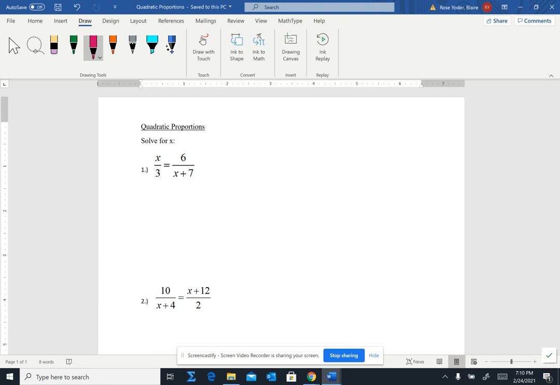Thanks for joining me to work on solving quadratic equations. There's definitely going to be one problem on your next honors assessment that involves setting up a proportion, and when you solve it, you have to solve a quadratic equation. It's also a skill that's going to be really useful next year in your Algebra 2 class.